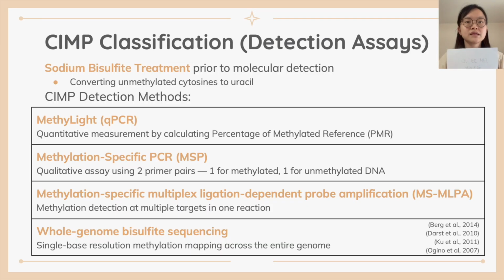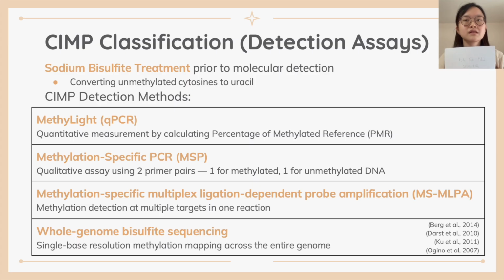PCR-based molecular techniques are used for detecting promoter hypermethylation of CIMP. MethyLight is a quantitative PCR that measures methylation by calculating the percentage of the methylated reference, which offers high sensitivity and throughput. Methylation-specific PCR is a qualitative assay using two primer pairs that detect methylated and unmethylated DNA.